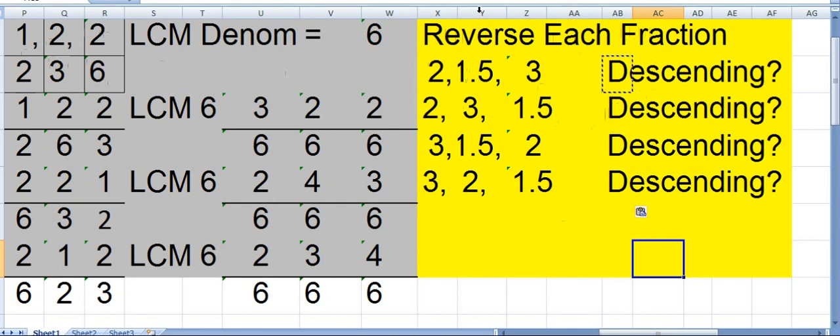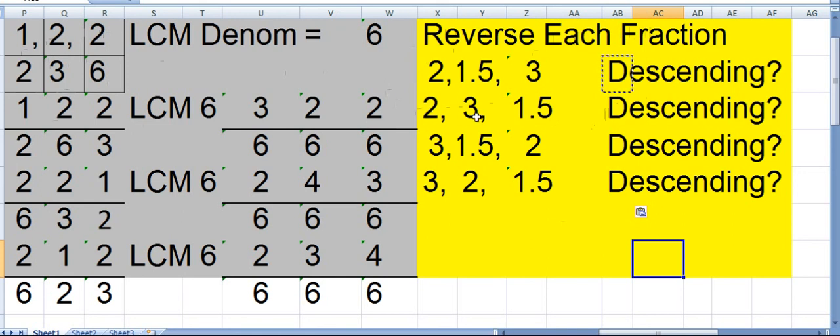Now is this option descending? What we want is ascending order, so the reverse should be descending. Is this option descending? 2, then 1.5, then 3. Descending means greatest on the left side and smallest on the right side. So greatest is 3. It's not on the left side, so not there. Then next is again the same logic.